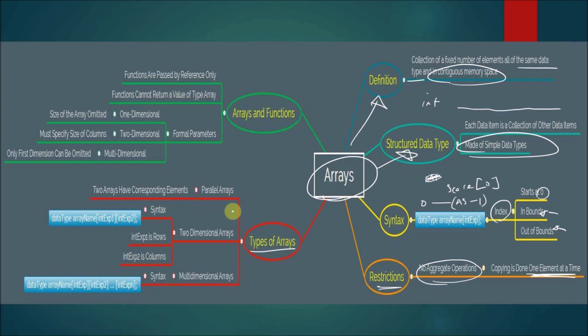We talked about the different types of arrays, from parallel, two-dimensional to multi-dimensional. And we talked about how arrays can be used in functions. Remember, we use functions so that not everything is up in main, and specifically that these functions are passed by reference only. And we talked about all the details in terms of what we can omit in terms of the values in our indexes. That's it on arrays.